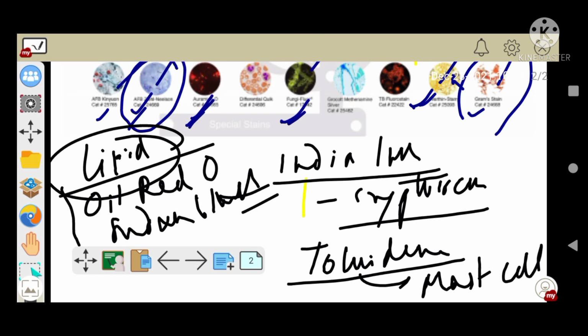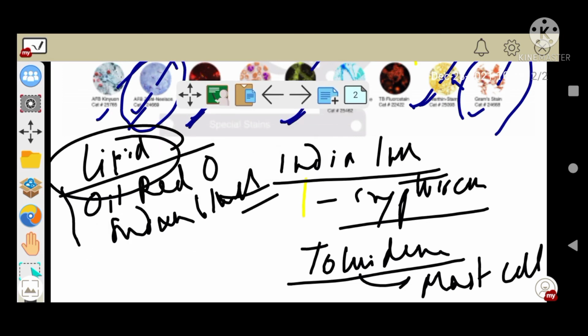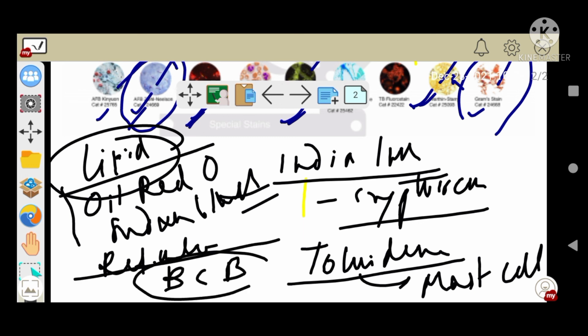Then Verhoeff stain for elastin, reticulin stain for viewing the reticular fibers, brilliant cresyl blue for reticulocytes, right? This one is important for viewing reticulocytes. We use brilliant cresyl blue for reticulocytes. So I think I took all the important stains in one slide.